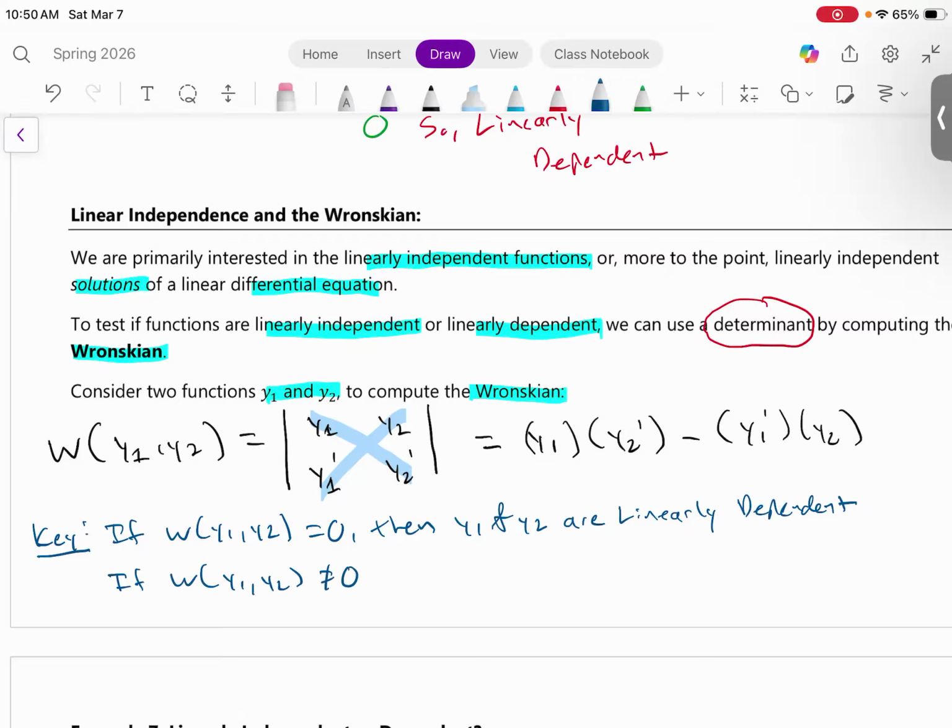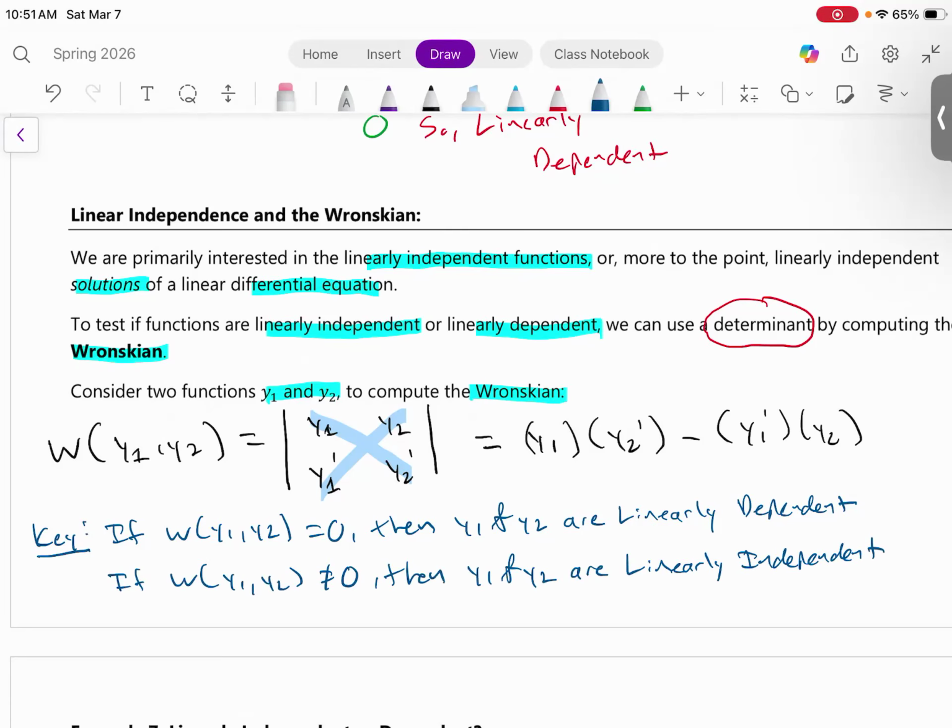And if the Wronskian doesn't equal 0, well, then y1 and y2 are linearly independent. Okay, so the Wronskian exactly tells us whether solutions are linearly dependent or independent.